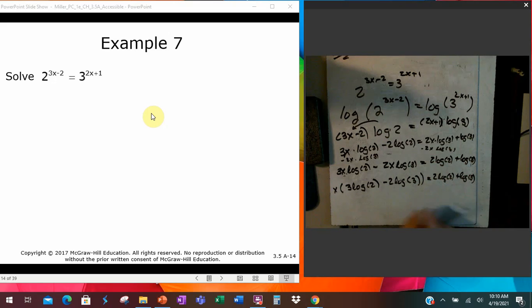Okay, this is just rewriting. So now I've got this in a multiplication. Now I can divide out this. So I'm going to divide this by both sides. It's going to cancel over here. Parentheses 2 log 3. Sorry, 2 log 2, plus log 3. That's the top. And then I divide it out here, 3 log 2 minus 2 log 3.